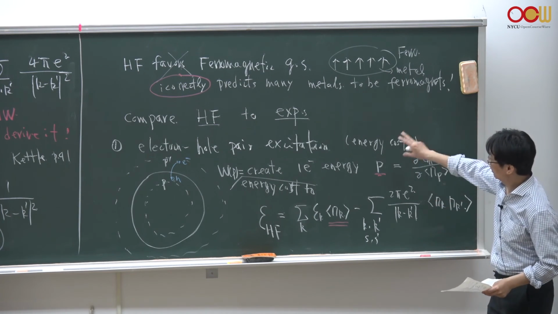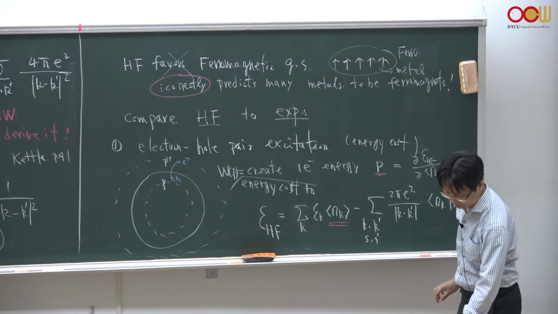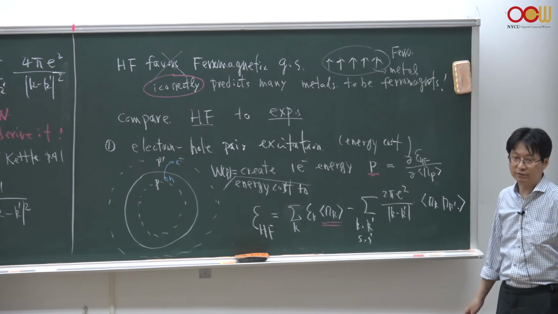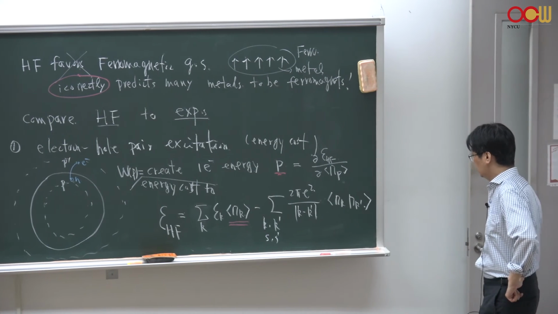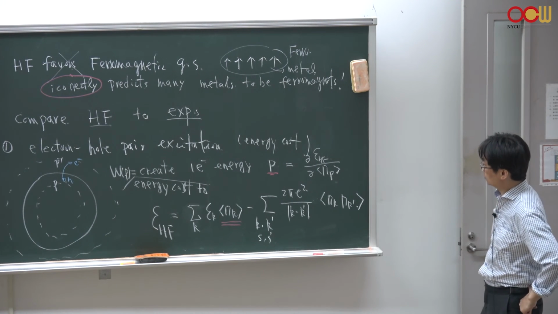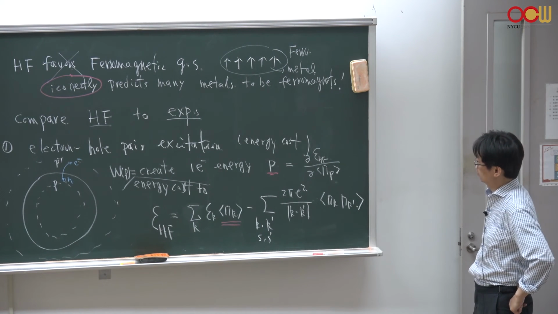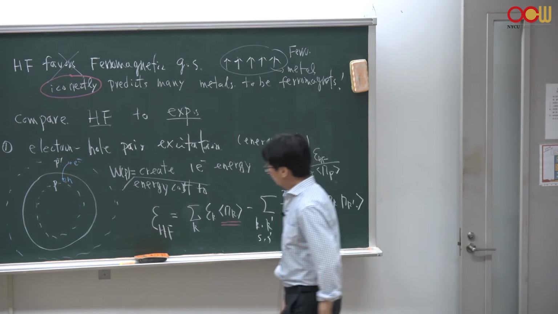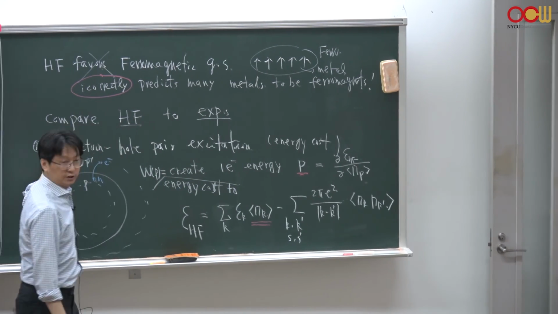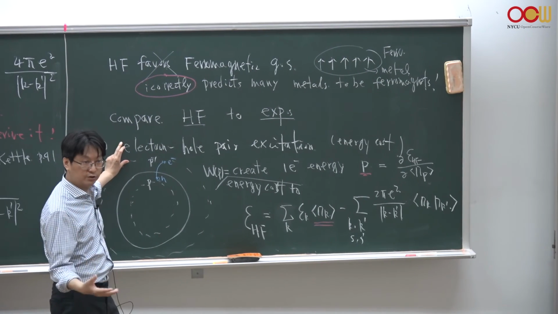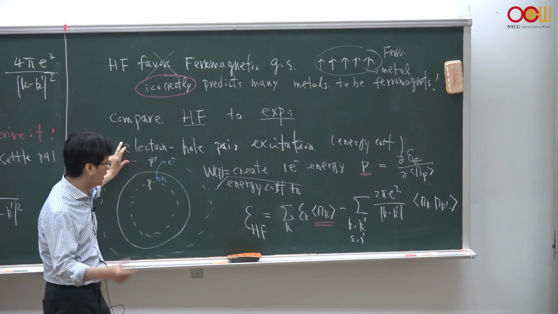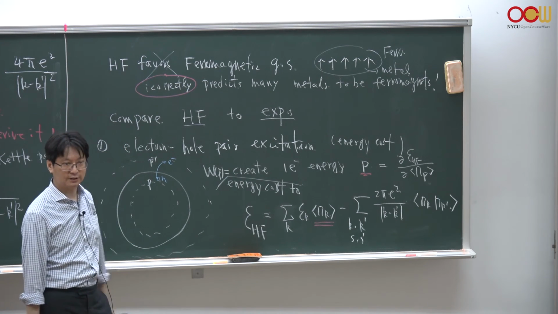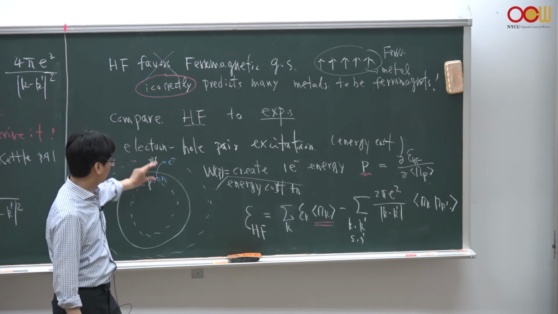I have used up all the space of this blackboard, so perhaps we should stop here for today, and we'll continue to evaluate the predictions from the Hartree-Fock approach in relation to the experimental observations. In short, this energy can be measured in the lab. So we can measure precisely the quasi-particle energy, the energy cost per particle-hole pair.